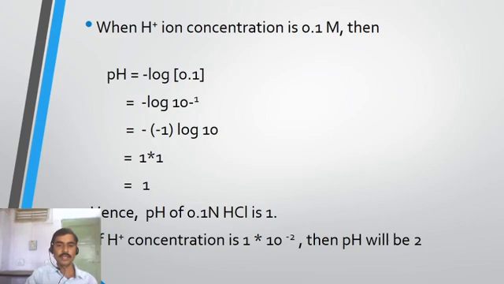If H plus ion concentration is 1 into 10 raised to minus 2, then pH will be 2. If the hydrogen ion concentration is 1 into 10 raised to minus 3, then pH will be 3. That means as the hydrogen ion concentration decreases, pH increases. That means there is an inverse proportion between the hydrogen ion concentration and pH.